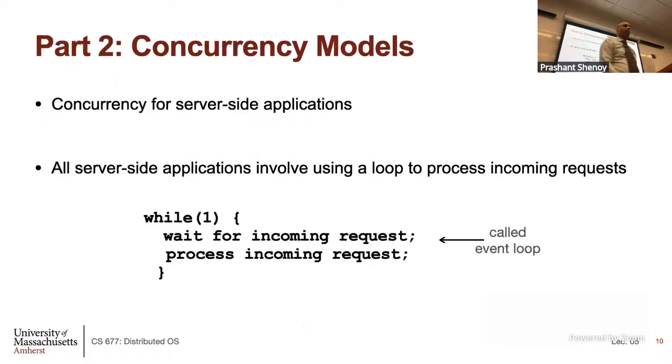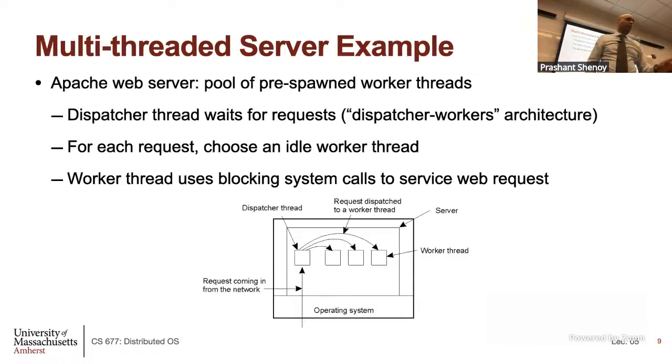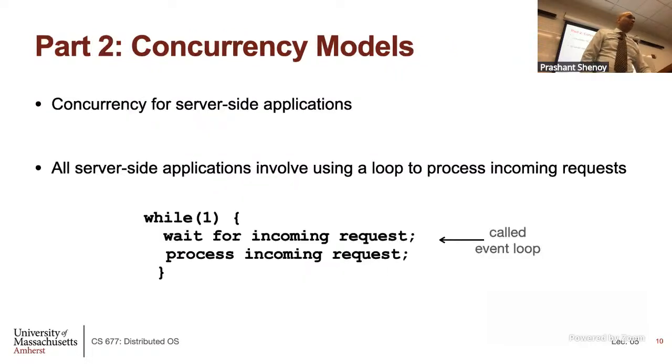So we'll go now into part 2, where we'll take this picture that I just showed you and look at snippets of code that will make that work. How does the dispatcher thread work? How do the worker threads work? That brings us to concurrency models. We are going to specifically look at concurrency for server-side applications. We are not going to look at how you make a web browser concurrent, but how you take any server, web server or any other server, and make it concurrent.